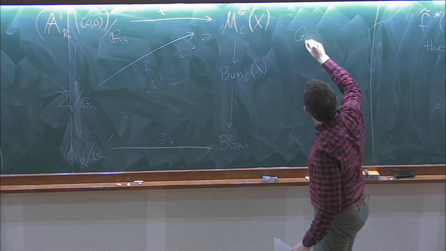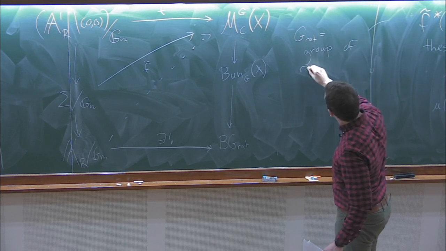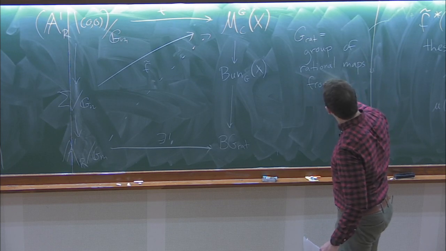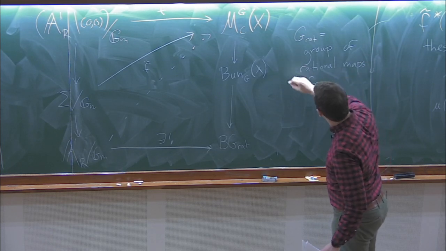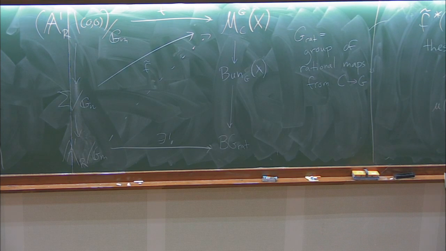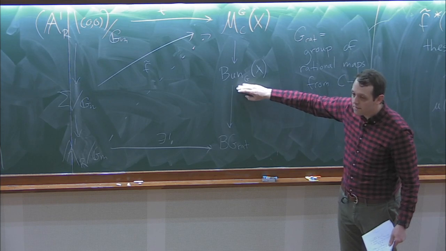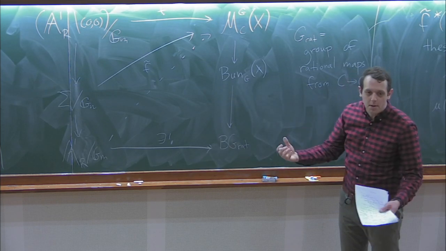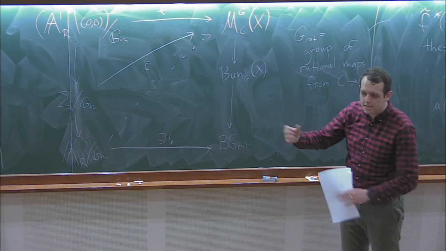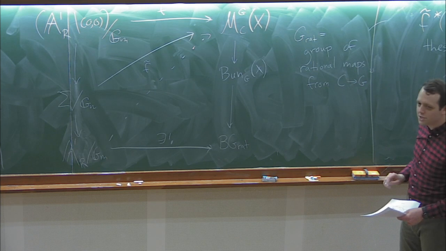Where G rat is the group of rational, or birational, maps from the curve C to G. So in algebraic geometry, this is like a version of the gauge group. So explicitly, what is this? I have a G bundle on my curve, and I can just restrict to the generic point. And that's a G bundle over the generic point. You can think of this as parameters, just G bundles over the generic point. This is not an algebraic stack, it's some enormous thing. I can give you the precise definition if you care. I'll answer a question if you want to see the precise definition.